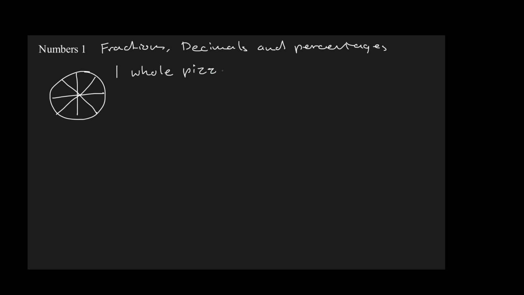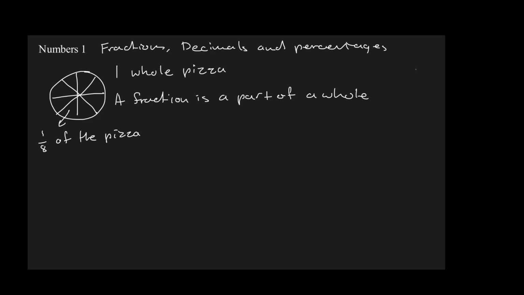And if I take one of these slices, since there's 8 slices, I could say that I have 1/8 of the pizza. So what we gotta remember is that a fraction is a part of a whole. Now this whole could be literally anything. It could be pizza, it could be a donut, it could be a cat, it could be whatever you want.